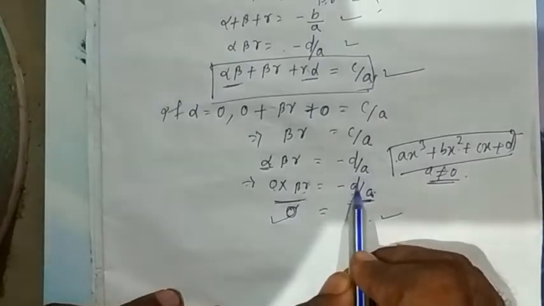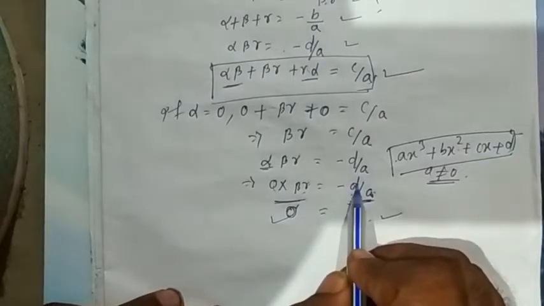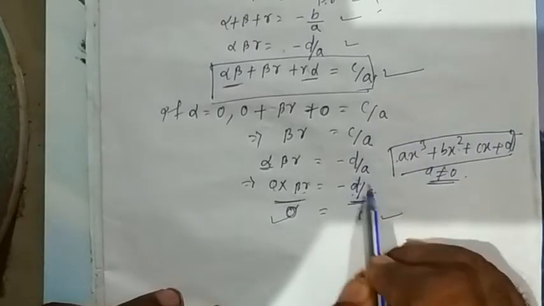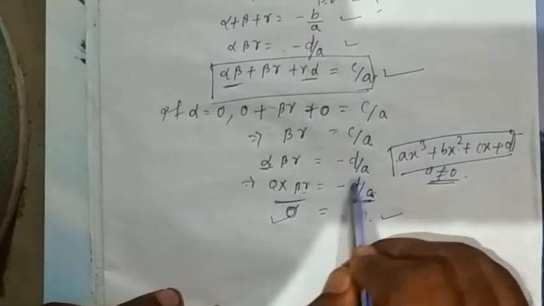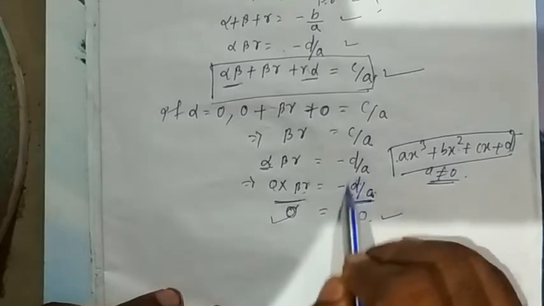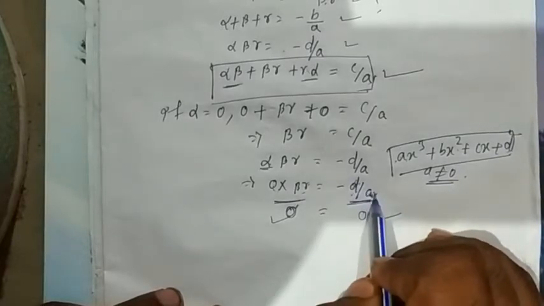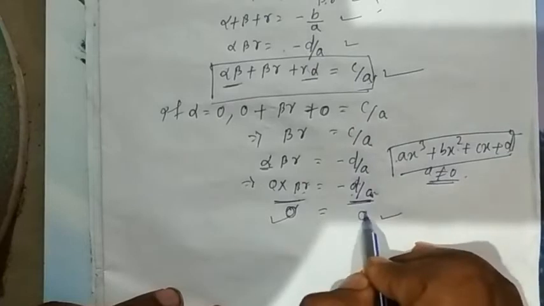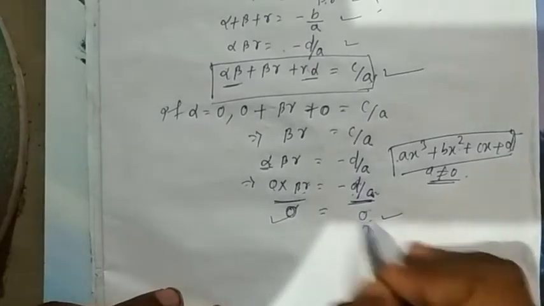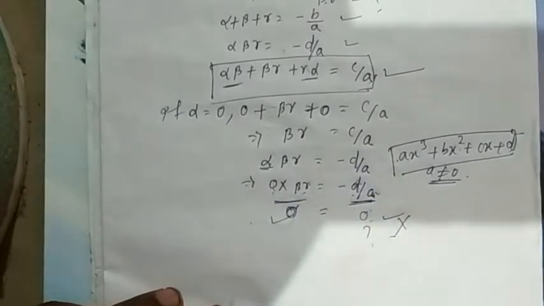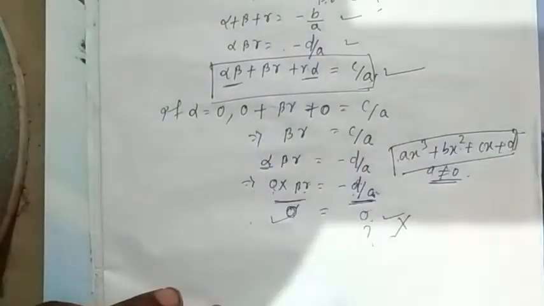Suppose d value I will not substitute 0. Then something by something means you can get any natural number. Here you can also get any natural number because a cannot be 0. That means the right hand side will get some natural number, but the left hand side will get 0. That means this is not possible. So the second condition also you cannot apply.